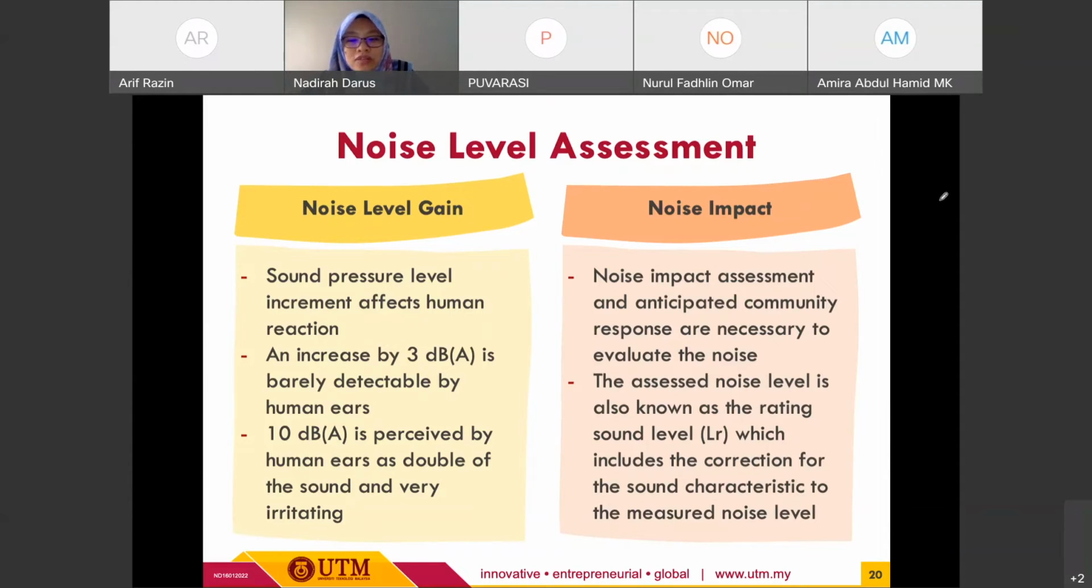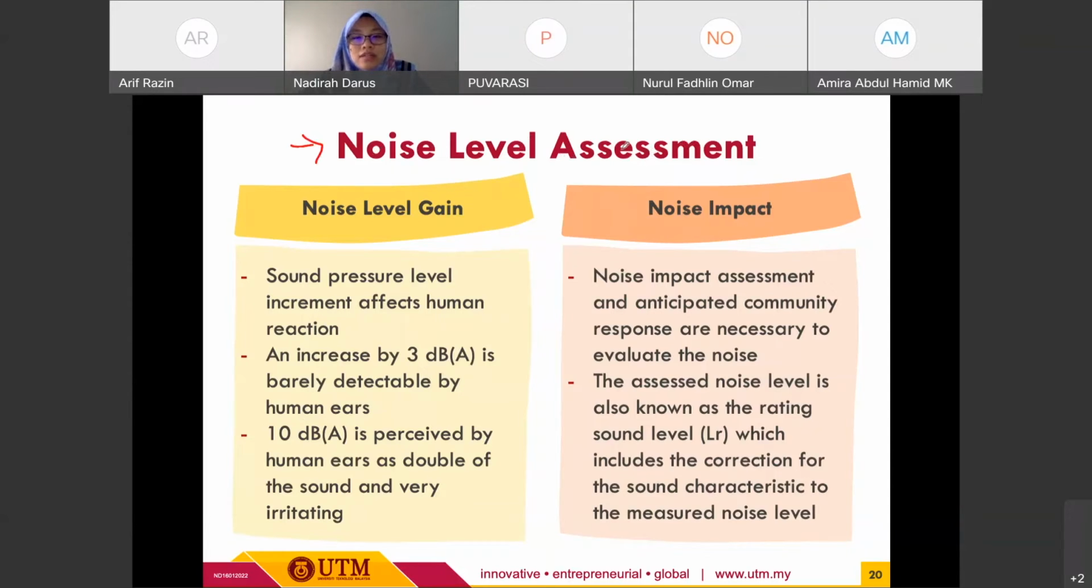Right. So, hopefully so far we can understand the gist, or the main idea, for construction noise management. Okay. Before we continue, next, let me proceed to noise level assessment. Okay, the other thing related to noise level, just now noise level measurement, sorry. So this one, noise level assessment.